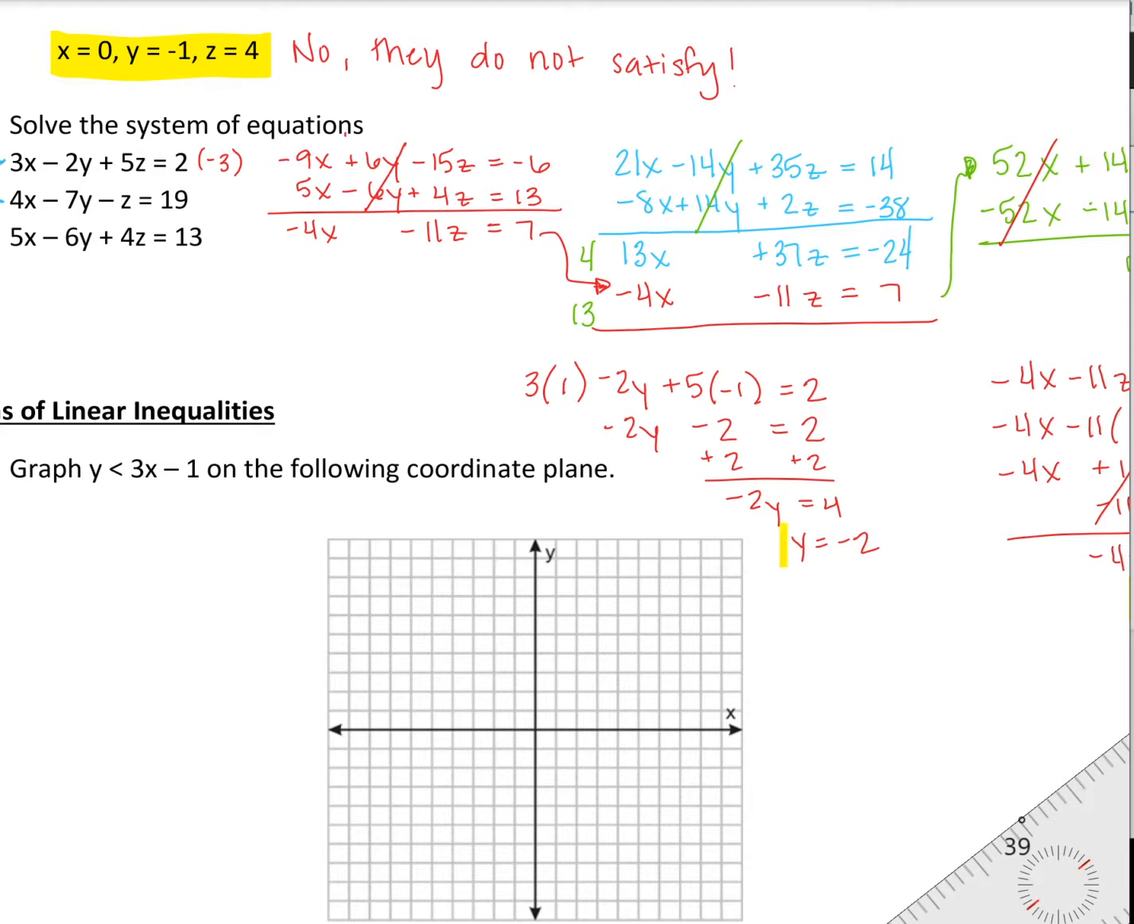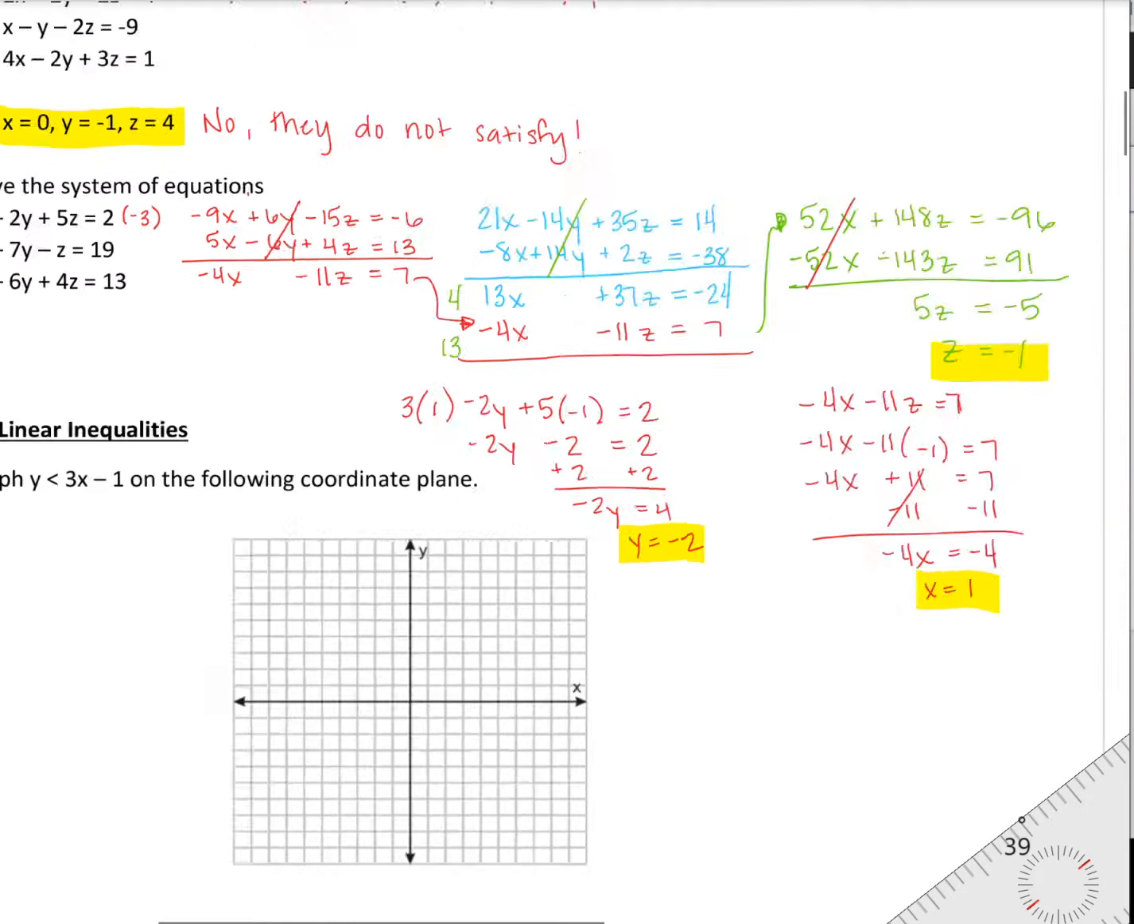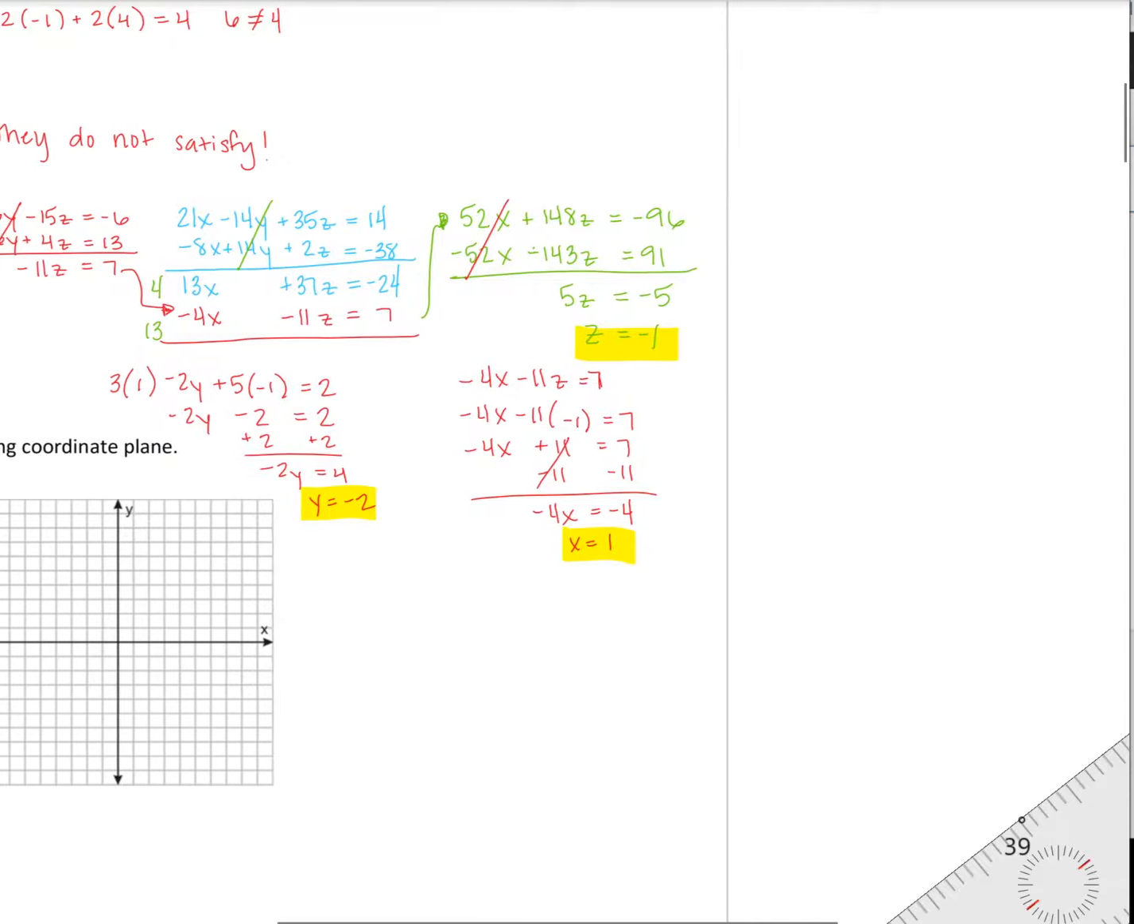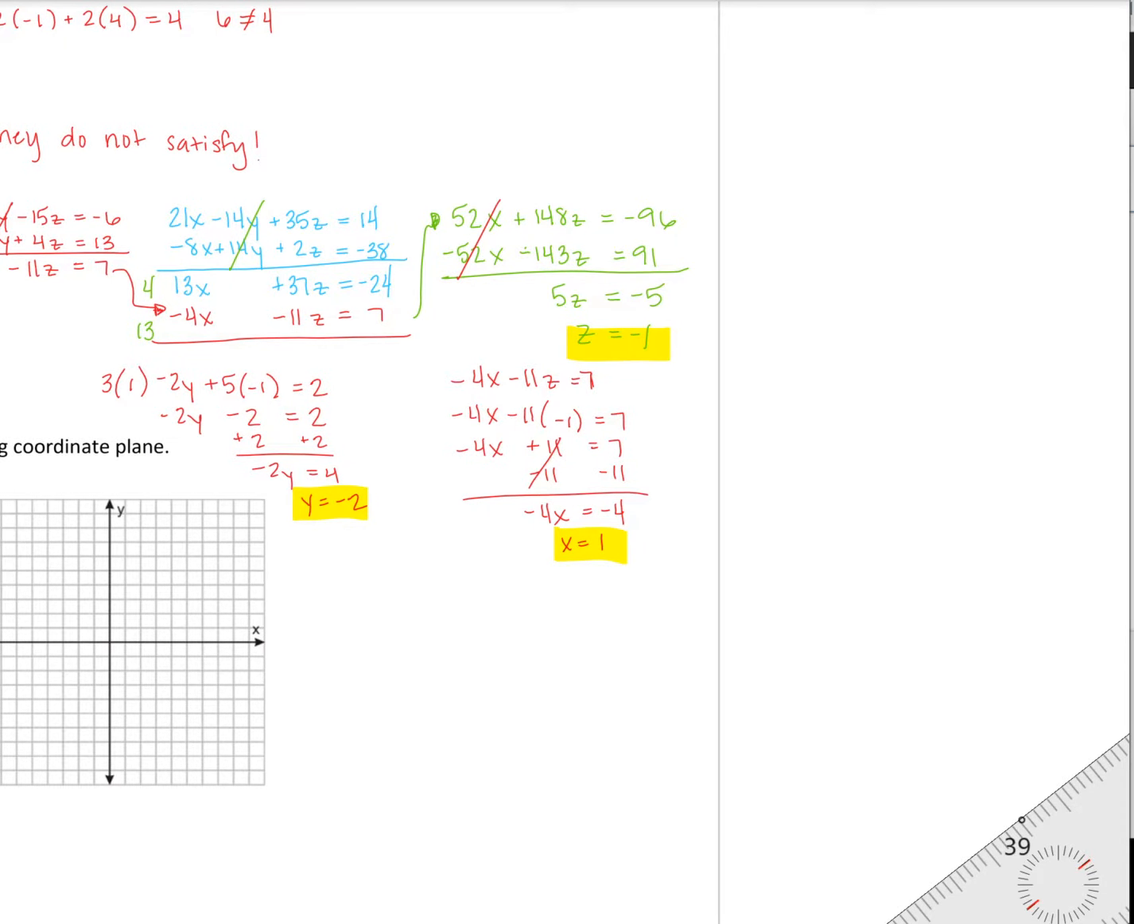I have my third one. Now when I go to write my answer, I'm going to come over here to the side. I have x, y, and z equal to 1, negative 2, negative 1. And that is my final answer.